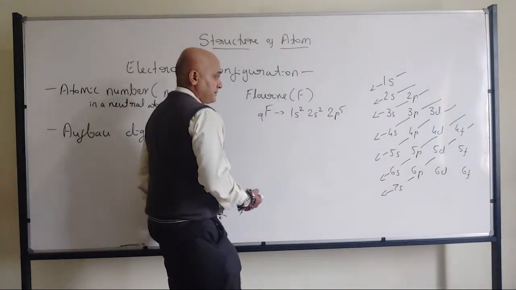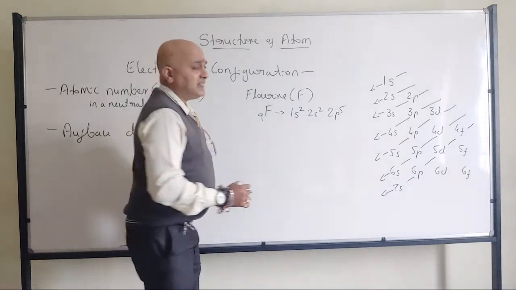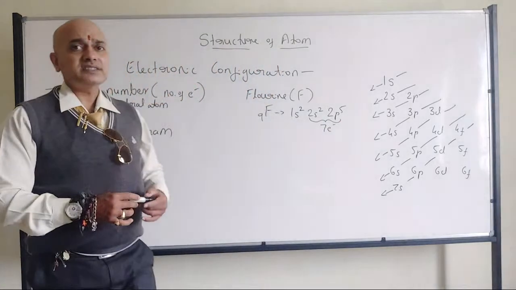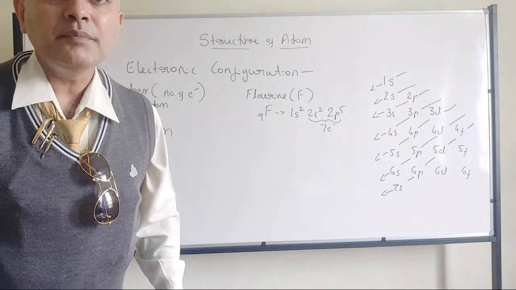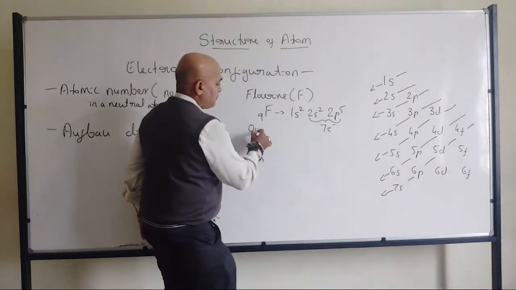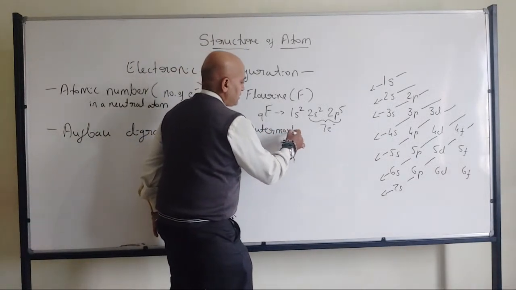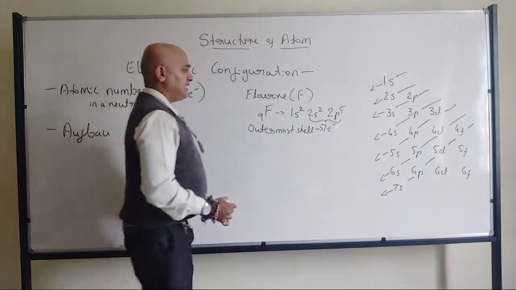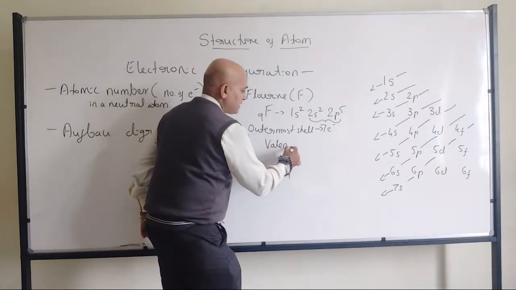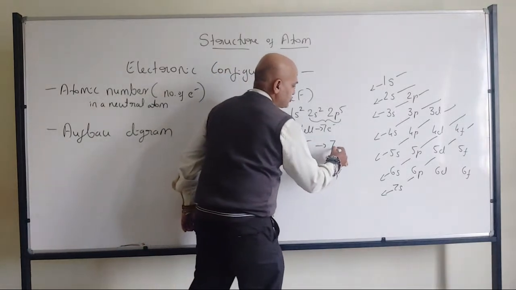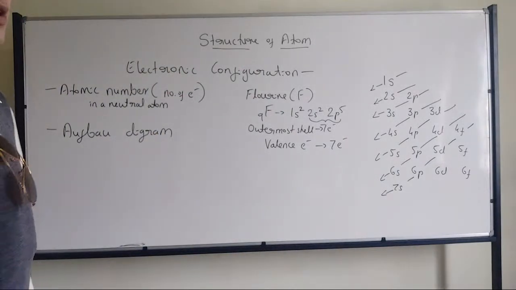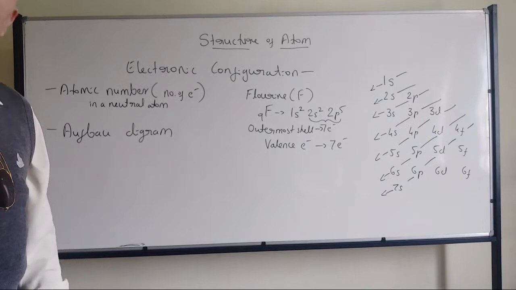Now I can tell that when it comes to fluorine, in the outermost energy level it has 7 electrons. Why am I considering only those 2 as the outermost energy level? Because they have the higher n value. So in its outermost shell, how many electrons? 7 electrons. Whichever electrons are present in the outermost shell will be considered valence electrons. Naturally, in the case of fluorine, the total number of valence electrons will be 7. All of you have understood?